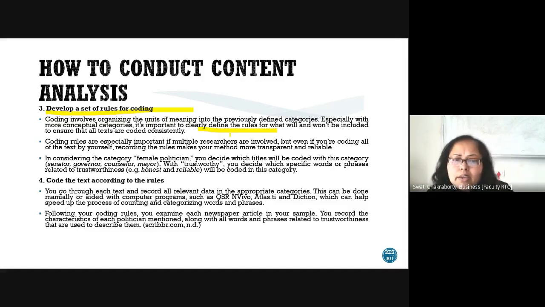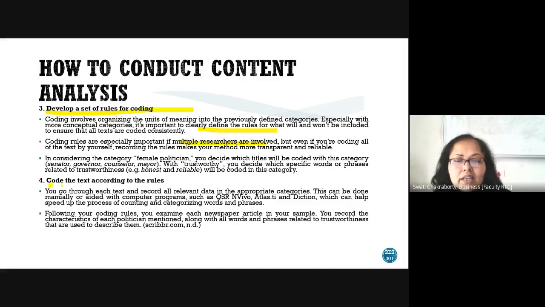And these coding rules are important if multiple researchers are involved, right? Because then everyone is on the same page, right? As per the rules they would go about it. So these rules help in making your method more reliable and more transparent, right?